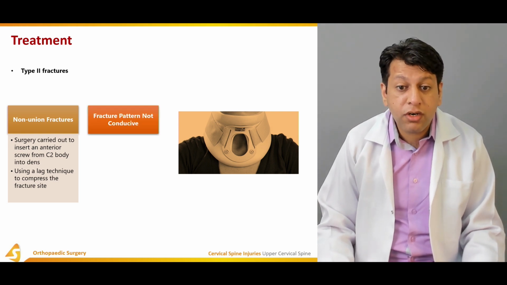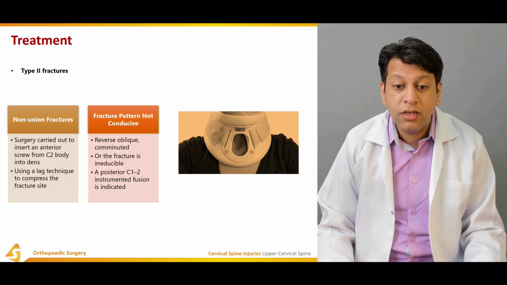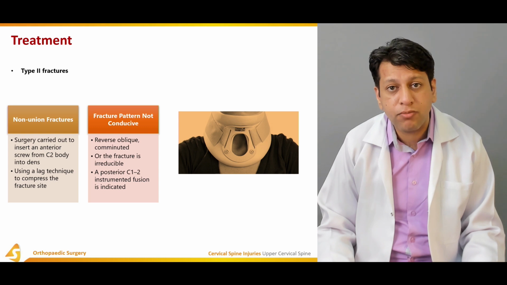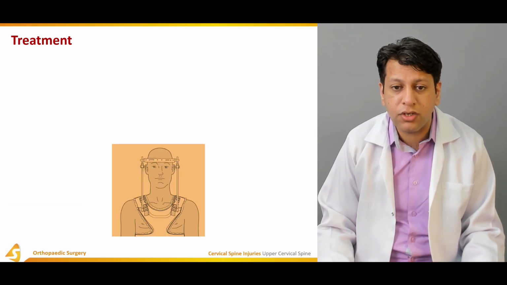If the fracture pattern is not conducive, that is if it is 2B, then you need a C1, C2 instrumentation, that is a posterior instrumentation so that the fracture is reduced.